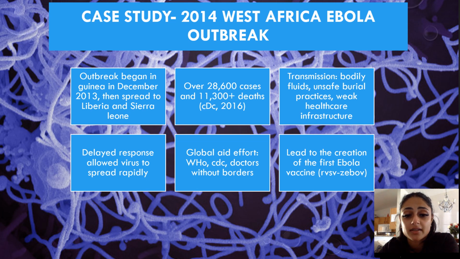Entire villages were devastated. Families were torn apart. In total, over 28,600 people were infected, and more than 11,300 died. Yet amid the tragedy, there was resilience. The outbreak forced the world to rethink how we respond to global health emergencies. It led to stronger international collaborations, better preparedness protocols, and most importantly, the fast-tracking of the first effective Ebola vaccine. That vaccine has since been used to help stop future outbreaks before they spiral out of control. The 2014 outbreak left deep scars, but it also sparked hope. Hope that with faster action, better tools, and greater compassion, we can do better next time.